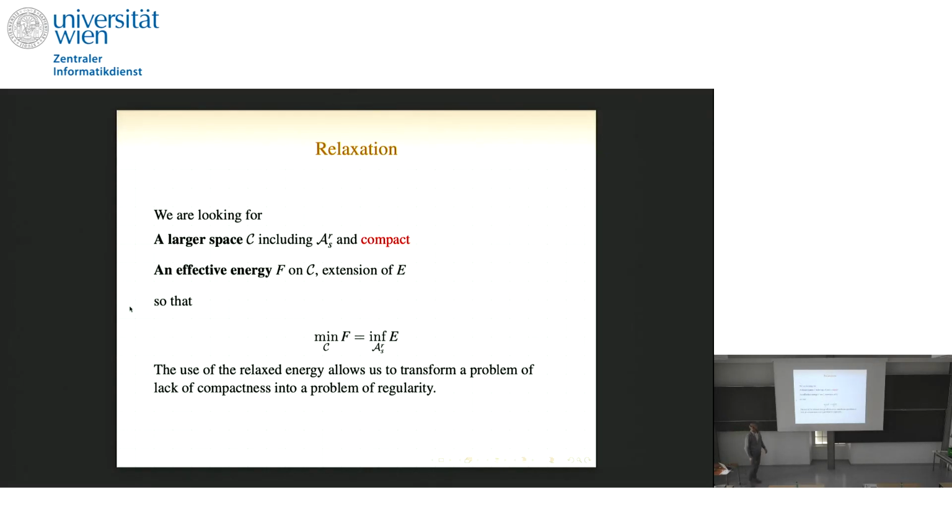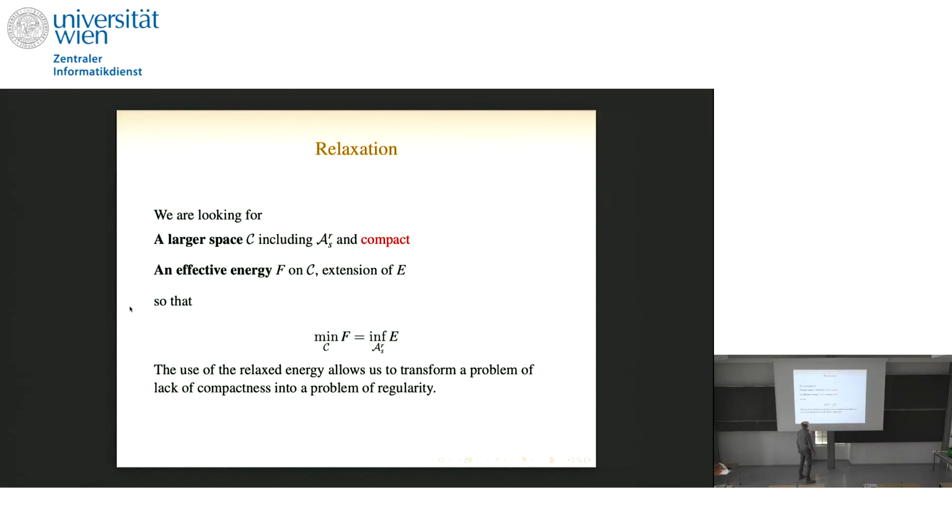So now let me be a bit more precise about this relaxation. What are we looking for? We are looking for a larger space C that would be compact and contain our initial family ARS, the space of the functions that are axial symmetric and regular, as I defined before. And now I also want an effective energy F defined on C that extends the initial neo-Hookean energy E.